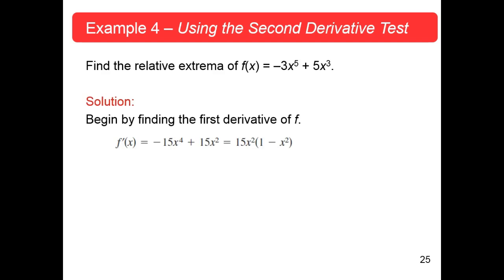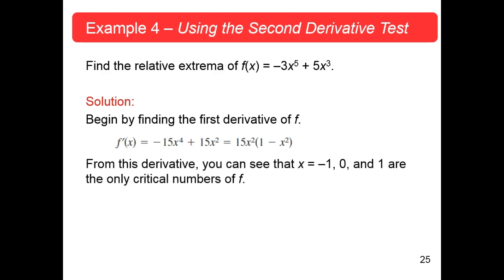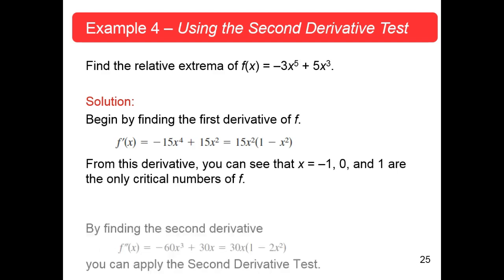Begin by finding the first derivative. Yay, that's what we did. Minus 15x fourth plus 15x squared. I would have factored out a minus 15. They factor out a positive 15x squared and leave you 1 minus x squared. From that derivative, you can see that x equals -1, 0, and 1 are the only critical numbers of f, and the reason for that is the function is defined everywhere. Its first derivative is defined everywhere. Okay? So those are your 3 critical numbers.